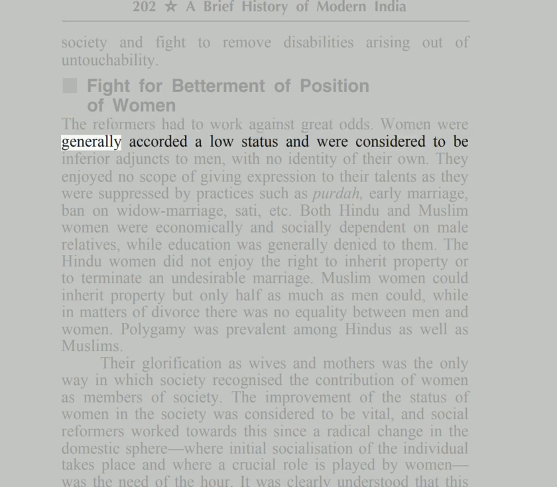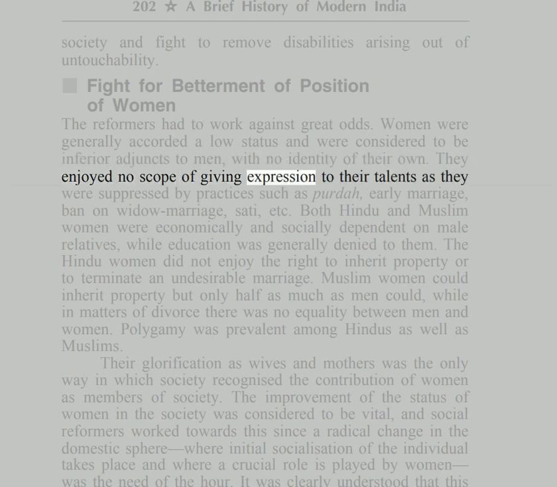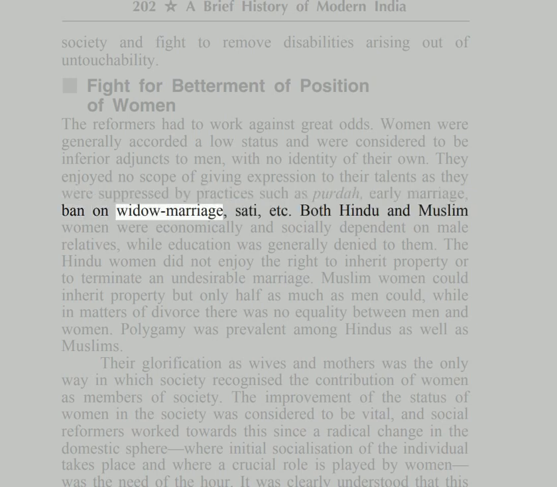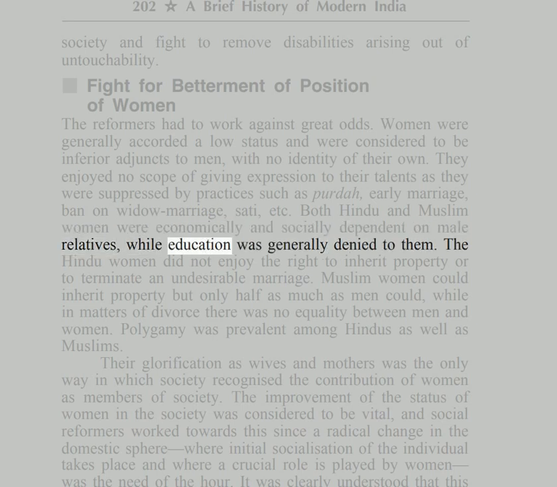Women were generally accorded a low status and were considered to be inferior to men, with no identity of their own. They enjoyed no scope of giving expression to their talents as they were suppressed by practices such as parda, early marriage, ban on widow marriage, sati, etc. Both Hindu and Muslim women were economically and socially dependent on male relatives, while education was generally denied to them.